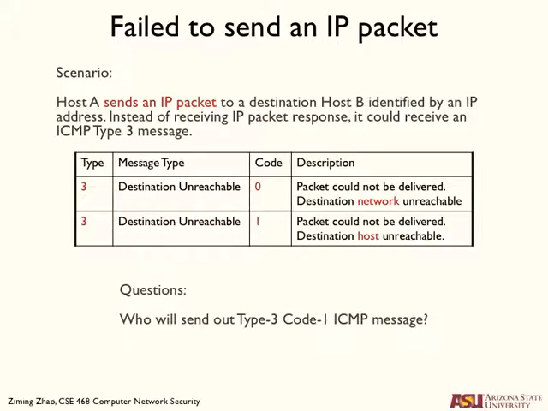So I have two questions. First, who will send out the type 3 code 1 message? Obviously, it cannot be host B because host B is offline. If it is online, it can send back the IP packet, not error reporting, right? So who can send out this? Normally, who will send out this? A router, but which router? There could be many routers in the path, right?